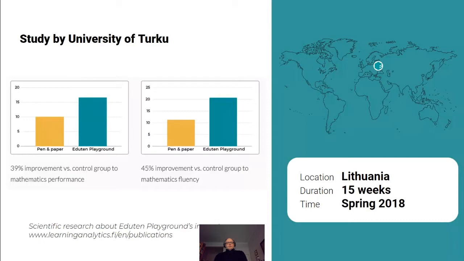If you look at the numbers over there, I think they sort of speak for themselves. The group using the digital system had a 39% improvement against the control group in mathematics performance, and 45% improvement in mathematics fluency. So if you compare it to the control group, you see that there's a huge difference. And so this is actually evidence that the system works. And as I said before, whatever tool you're using, this is something you should look for: some kind of valid evidence that shows you that the tool you're using actually provides learning results. That's important.